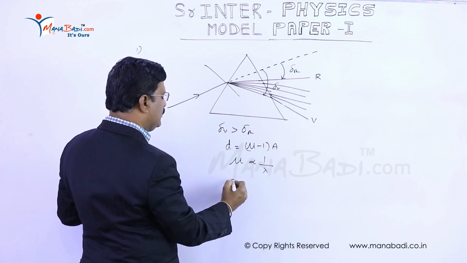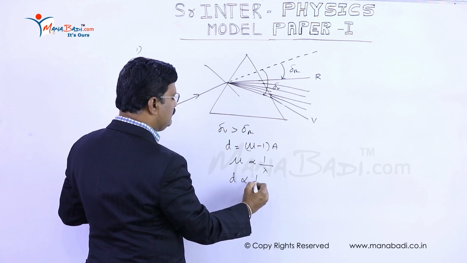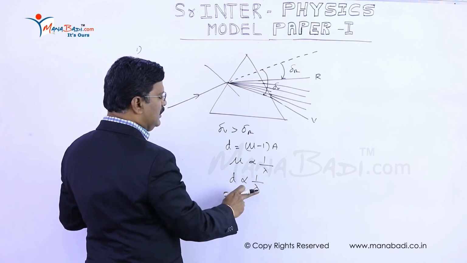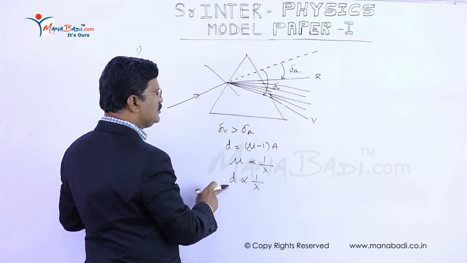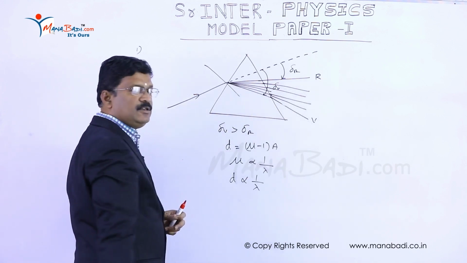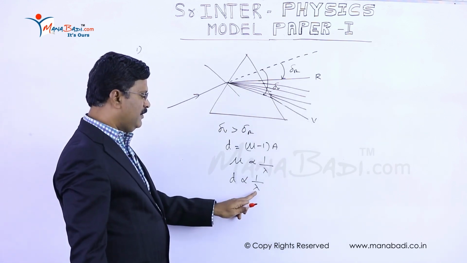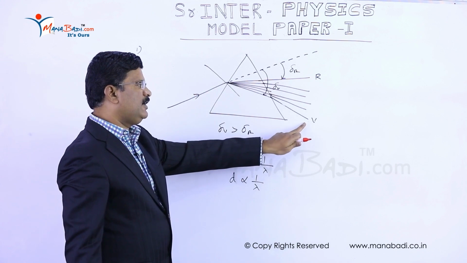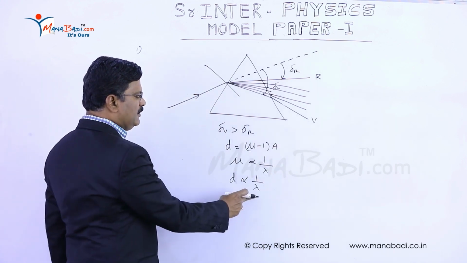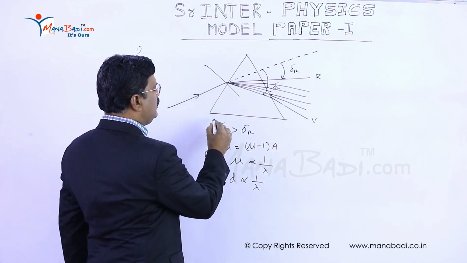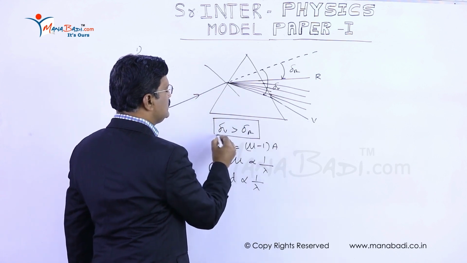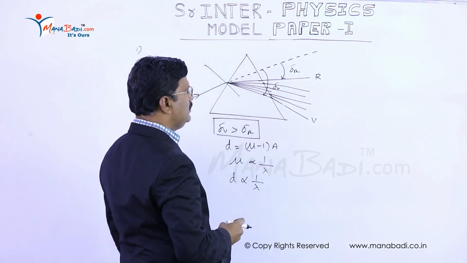Therefore, we can confirm that the angle of deviation is inversely proportional to wavelength. Larger wavelength, smaller deviation. Red color has the larger wavelength and therefore smaller deviation, whereas violet light has the smaller wavelength and larger deviation. Hence, the angle of deviation for violet light is much greater than that of red light.